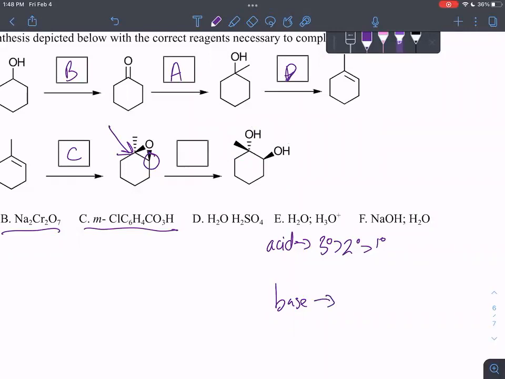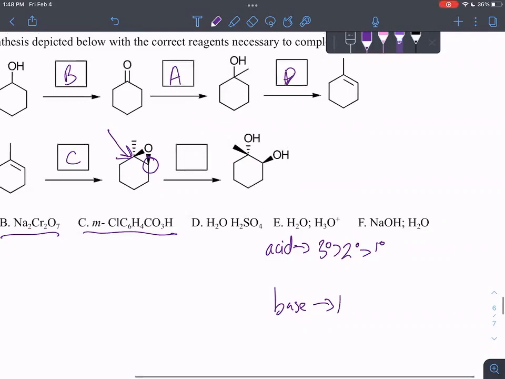Why does acid go tertiary, then secondary? Because the whole mechanism for acid catalyzed cleavage is SN1-like. With SN1, you want the more stable carbon. And if you have a base, you just go straight in and do an SN2. That's why you go from the least to most substituted.